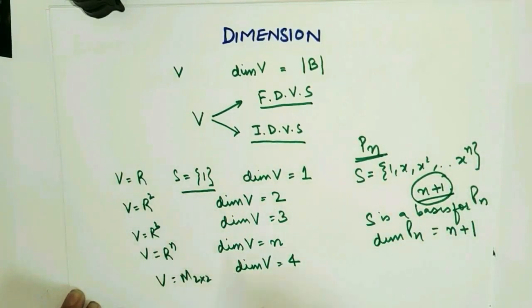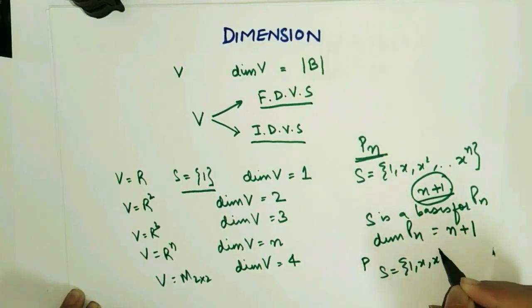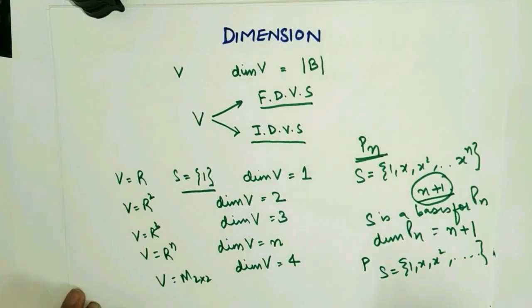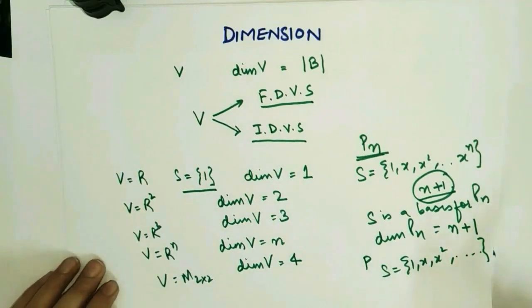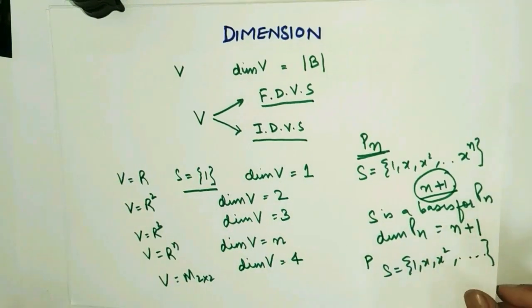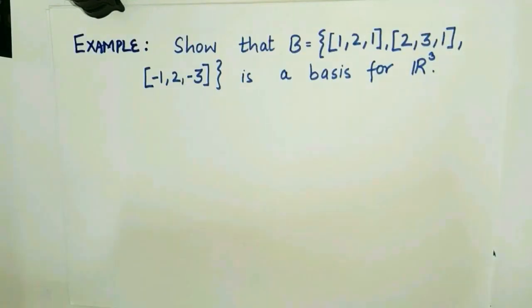All of these examples were cases when the dimension was finite. Now if I take my set to be P, the set of all polynomials, I am not putting any restriction on the degree of the polynomial. So now my basis S would be 1, x, x square and so on. It would not end. Because S is infinite, P is infinite dimensional. I hope it is clear to you all. So let us now move on to some examples so that it is even clearer.